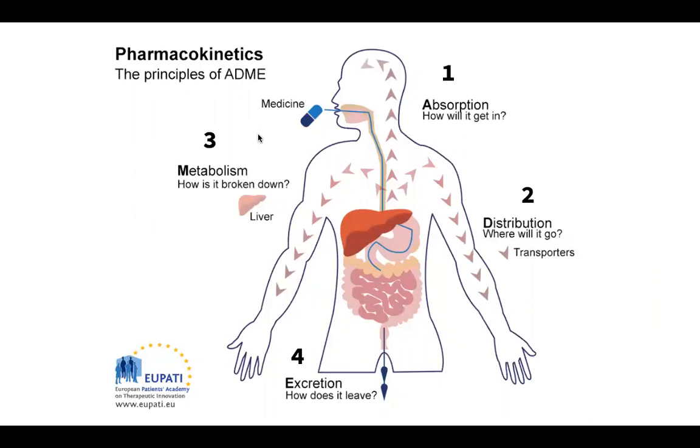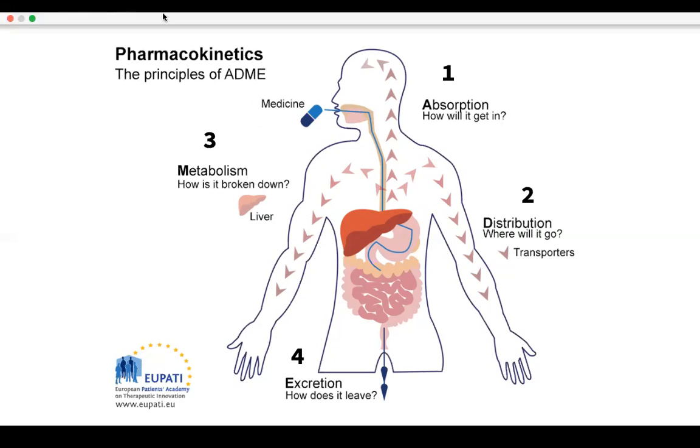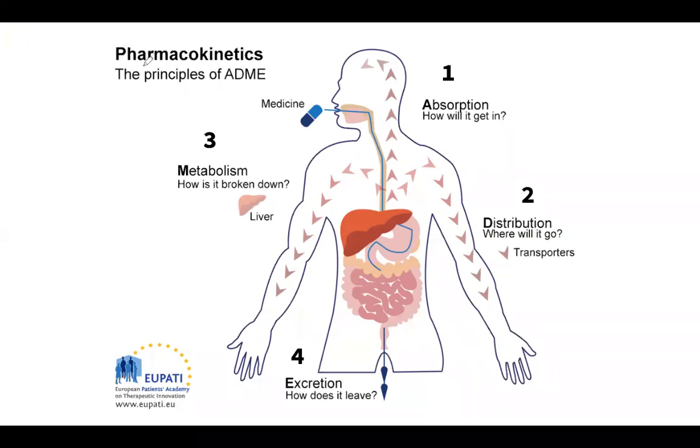2 is distribution. Where will the drug go? 3 is metabolism. How is this drug broken down? And 4 is excretion. How does this drug leave? So our pharmacokinetics within the 4 principles: absorption, distribution, metabolism, and excretion. So I remember this up here at the top, ADME. Those are our principles of pharmacokinetics. That's how you'll remember.